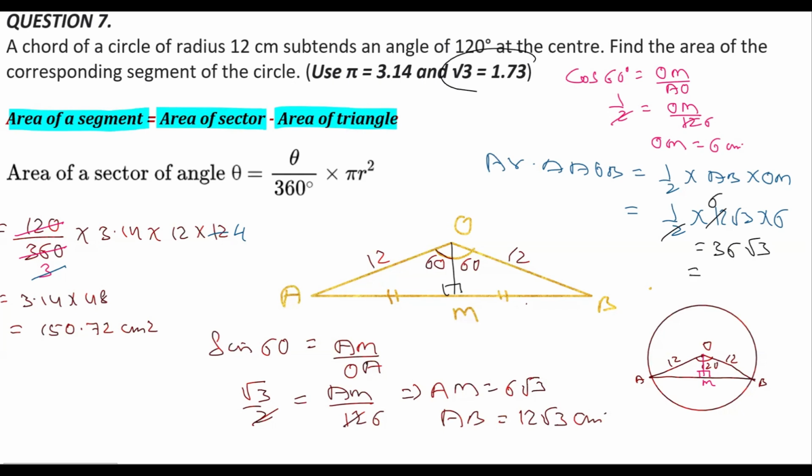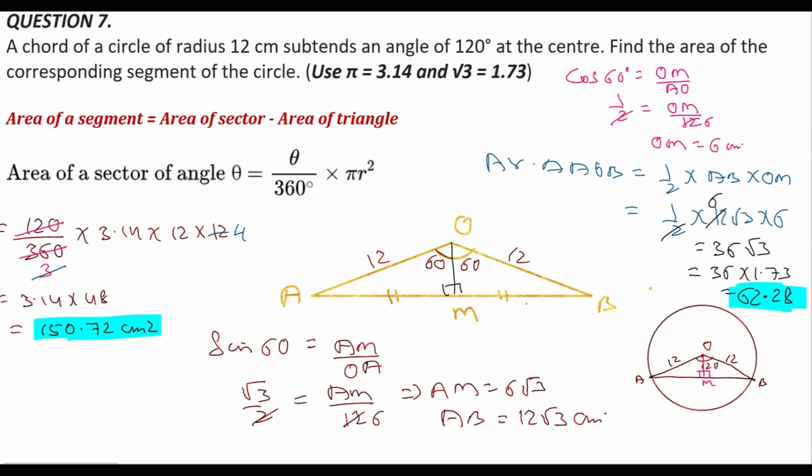And since we are given the value of root 3, we'll be replacing root 3 with 1.73. So the calculation will be 36 multiplied by 1.73. It should give you how much? 62.28. Now check. We now know the area of the triangle, and we have also calculated the area of this sector. So let me once again show you that here the area of this sector is this, and the area of the triangle is this.